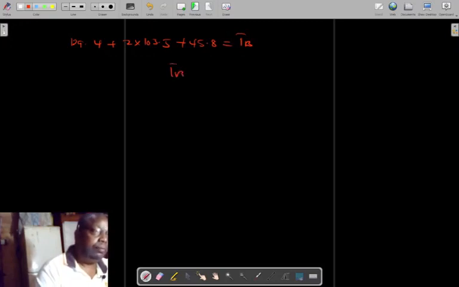And that would give us 129.9 plus 2 times 103.5 plus 45.8 is equal to 4TB. And that gives us TB is equal to 95.6 degrees.